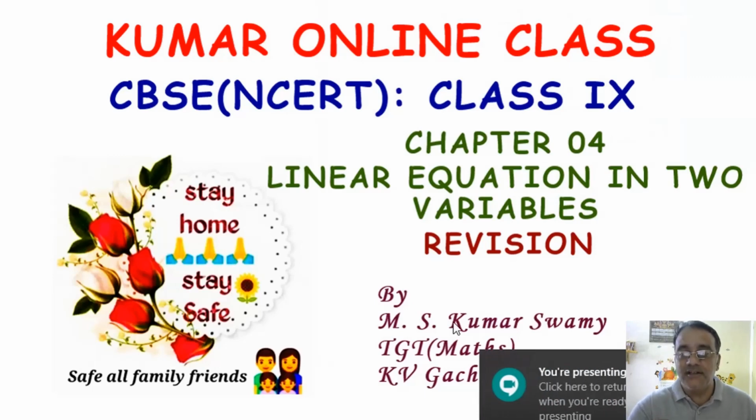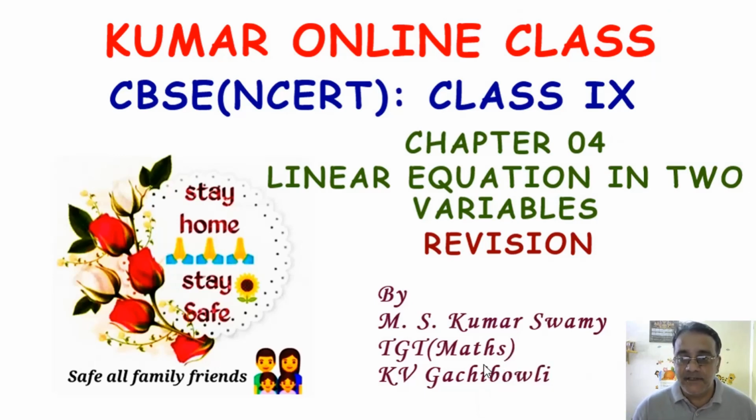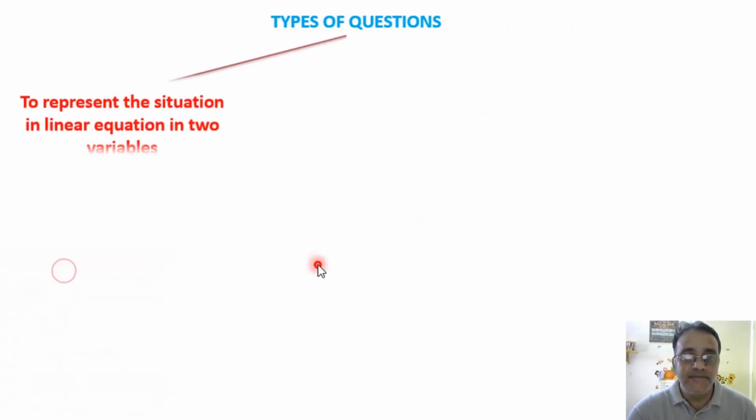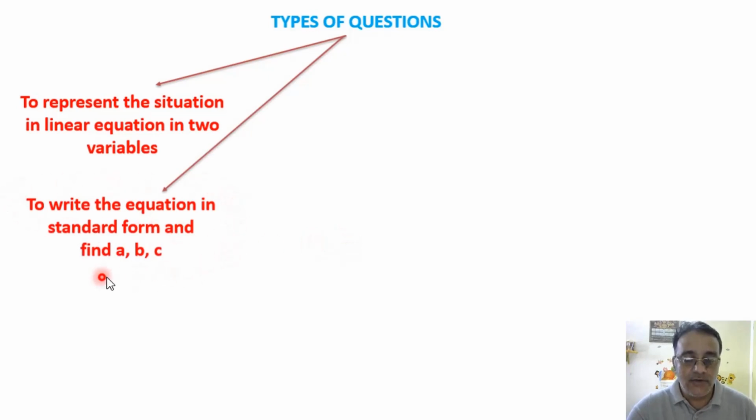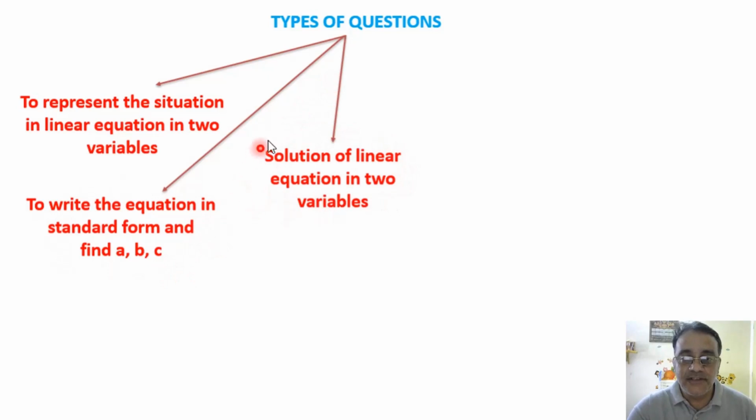Today we are going to start the revision of chapter number 4, linear equation in two variables. So let us see the different types of questions. Starting with the first question, to represent any given situation in linear equation in two variable form. And the second type of question is to write the equation in standard form and find the value of A, B and C. The third type of question is solution of linear equation in two variable.